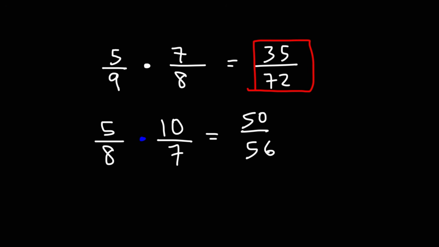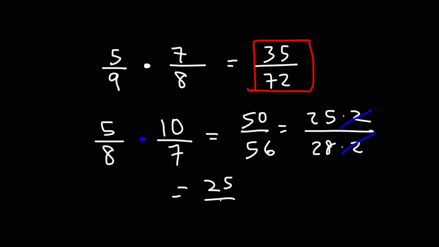Now, we have two even numbers in this fraction, which means we could reduce it. 50 is 25 times 2. 56, well, we could say that's 28 times 2. If we cancel a 2, we're left with 25 over 28 for our final answer.